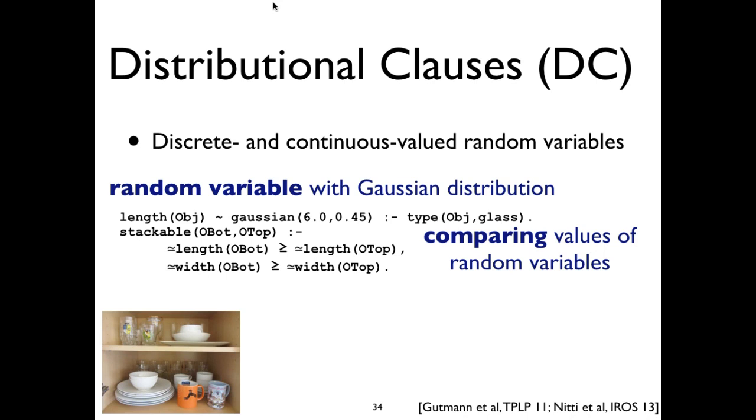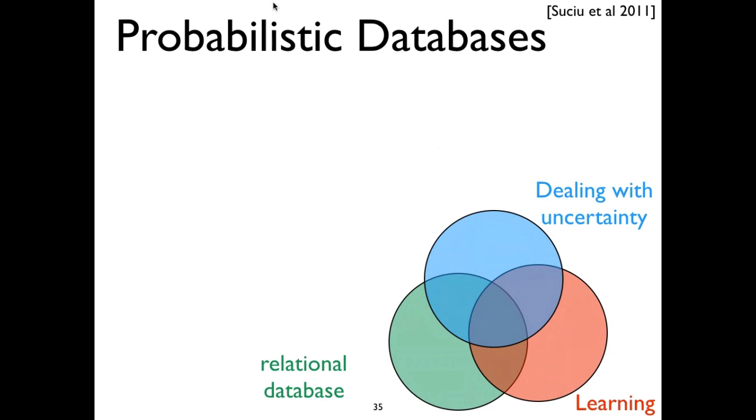Also, in this kind of setting, you want the length of the object to take on real values, and then you can reason with that very much like you would reason with the other variables. Here you say, well, a top object is stackable on top of a bottom object if the length of the bottom object is larger than the length of the top object, and similarly for the width of the object. So you see that you define very much in the same fashion the kind of rules, and also the kind of random variables, and you can reason with these as you would typically like to do.